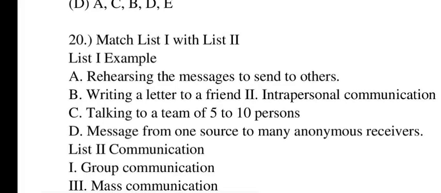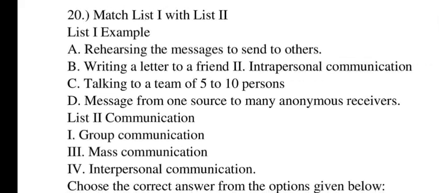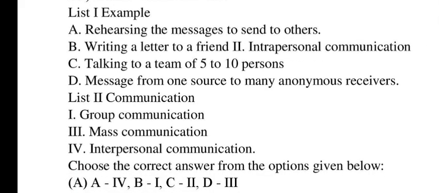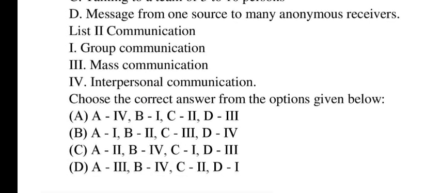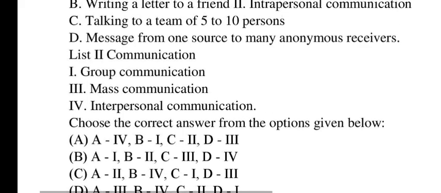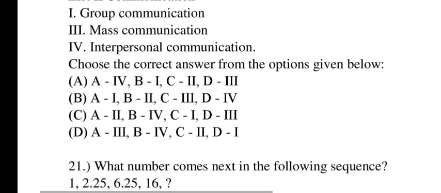Question 20 says match list 1 with list 2. In list 1 we have examples: A, rehearsing the message to send to others. B says writing a letter to a friend. C says talking to a team of 5 to 10 persons. D says message from one source to many anonymous receivers. In list 2 we have communication: 1 says group communication, 2 is intrapersonal communication, 3 was mass communication, and 4 was interpersonal communication.